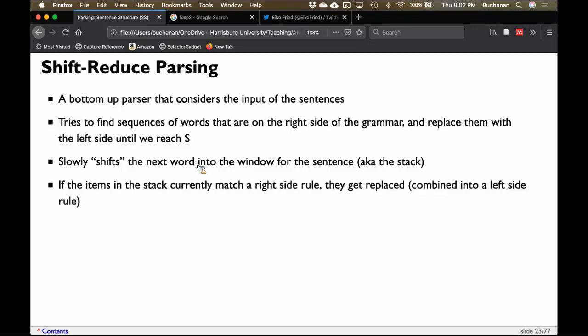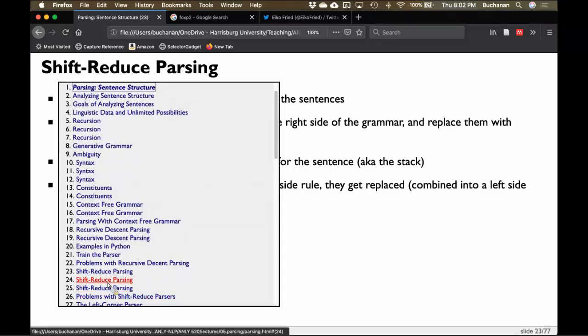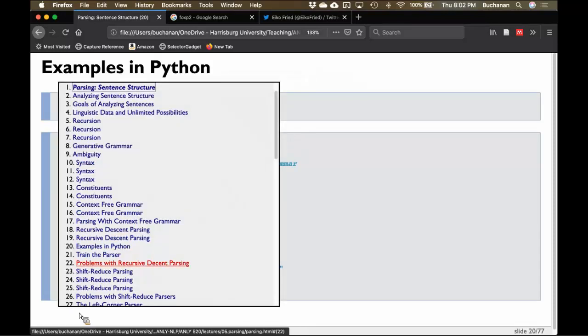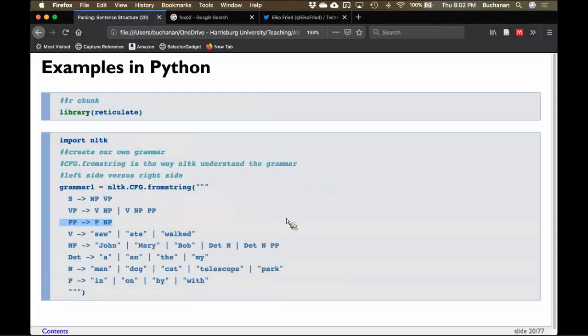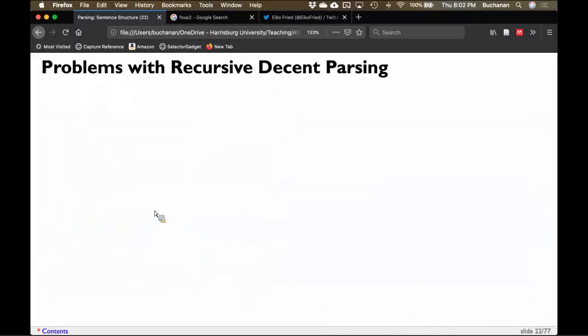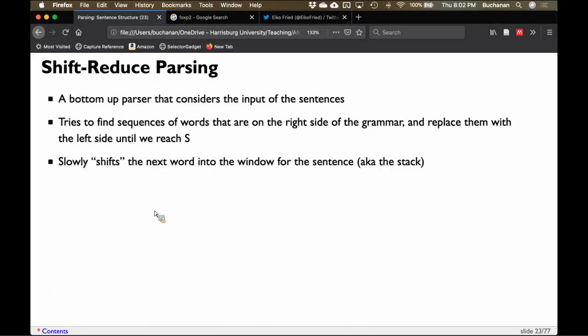It's called a shift because we're shifting one word into the window, sometimes called the stack. The reduce part is where it reduces that window. So if items in the stack currently match a right side rule, remember the right side rule, here. This is the right side rule. If there's a section that matches this, it reduces it down. A recursive descent parser looks for the left side and then reduces down to the right. So this works in different directions.